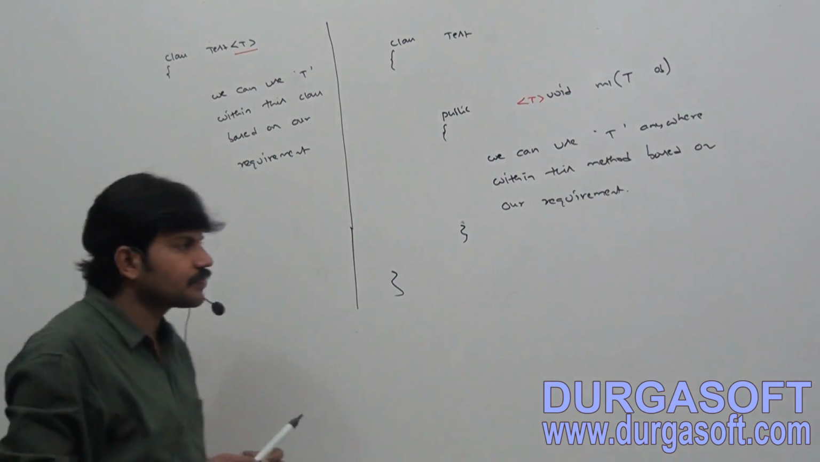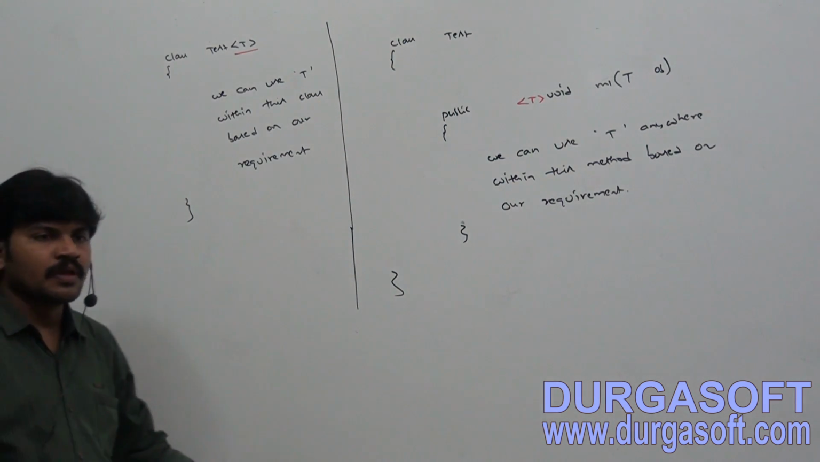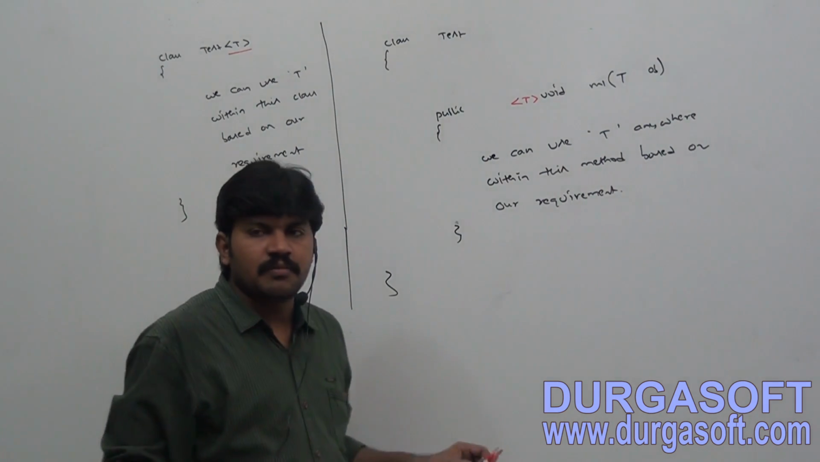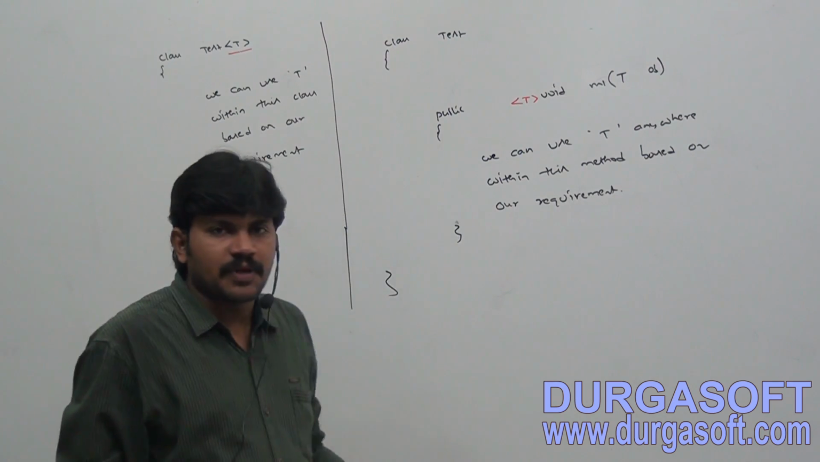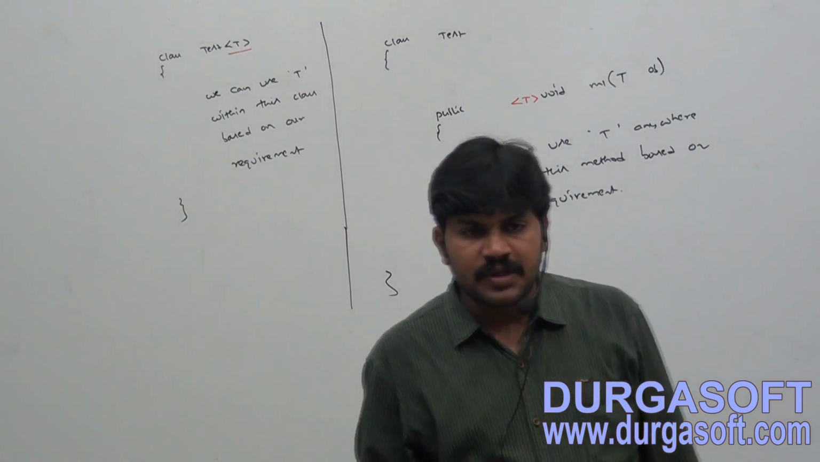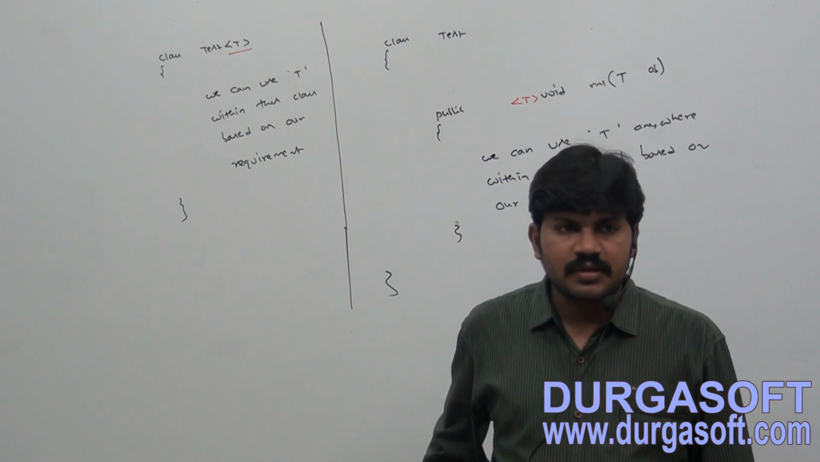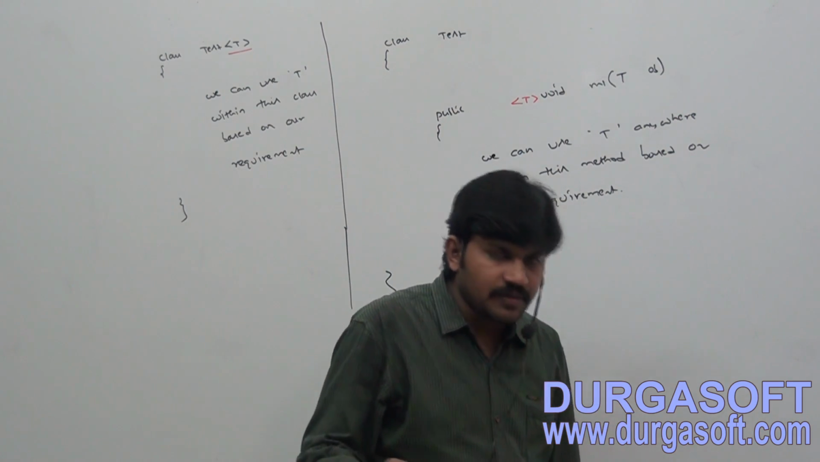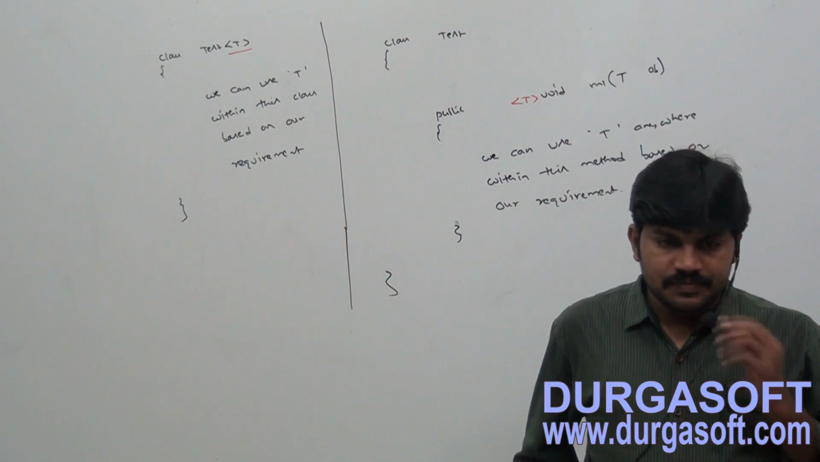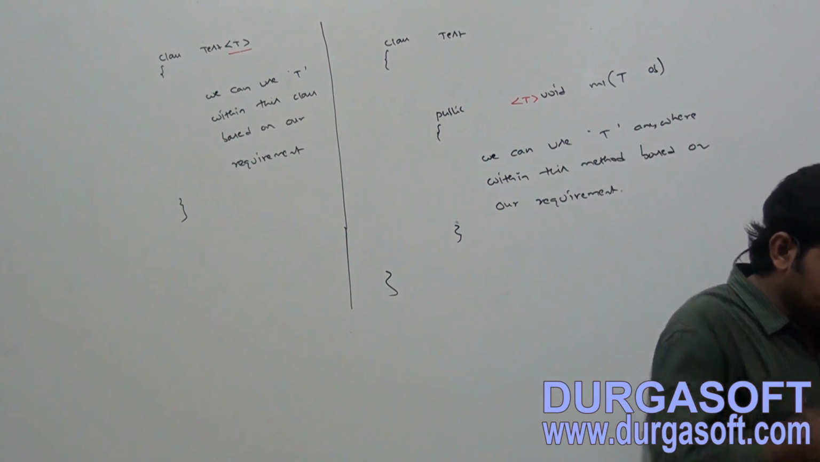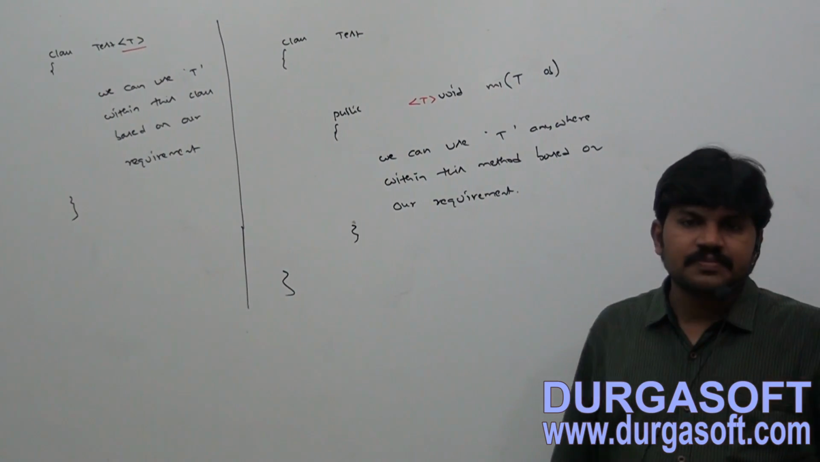At this point we can declare a type parameter, either at class level or at method level.